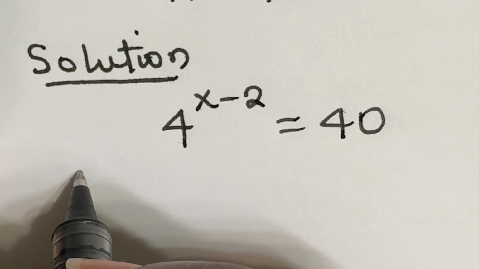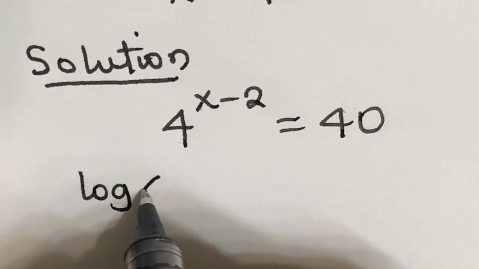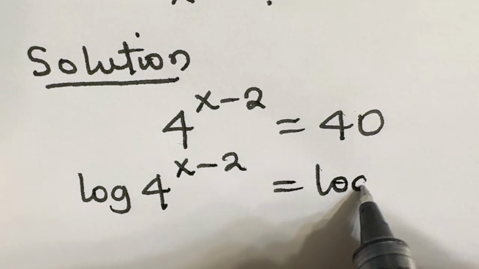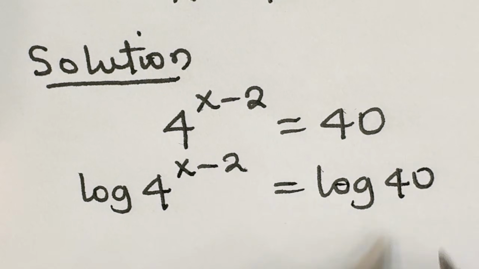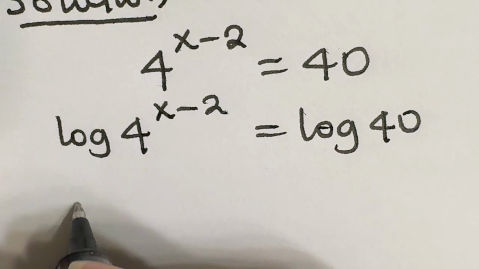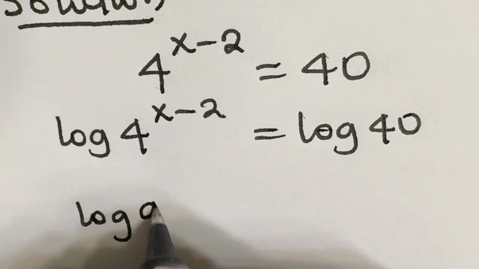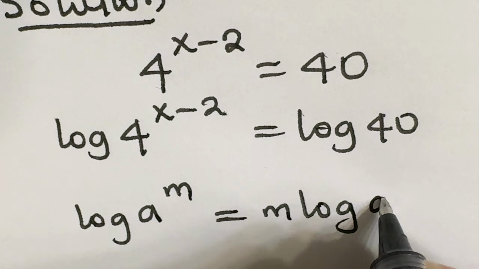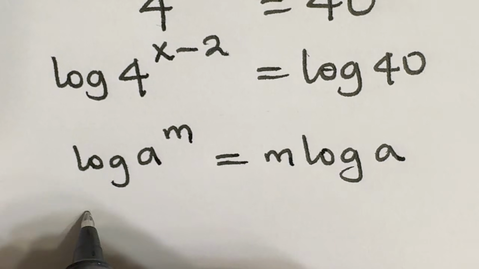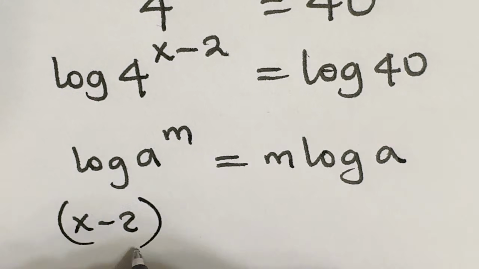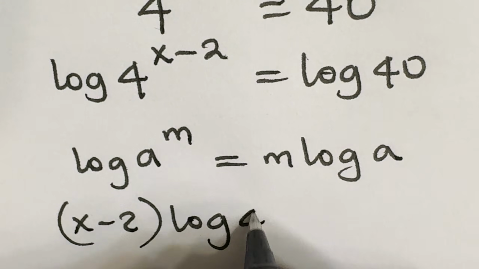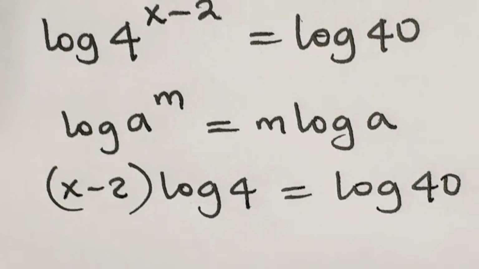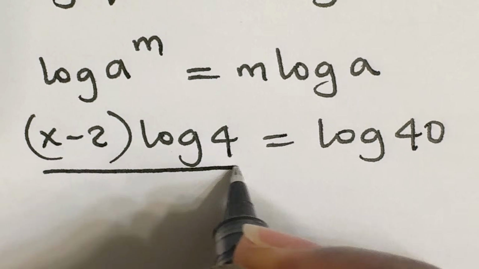Let us take the logarithm of both sides of this equation. So log 4 raised to power x minus 2 is equal to log 40. By law of logarithm, given log a raised to power m, this will give us m times log a. So this gives us x minus 2 times log 4 is equal to log 40. Then we divide both sides by log 4.